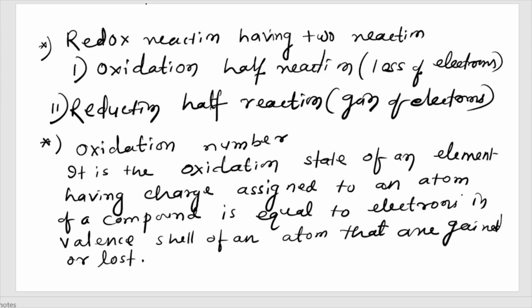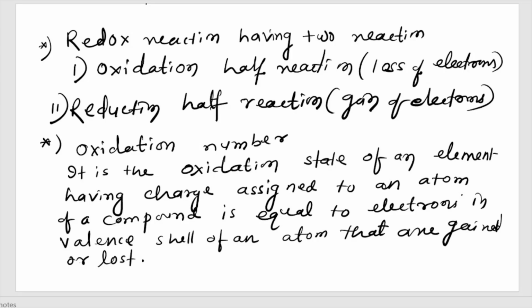Oxidation number, what is meant by oxidation number? Regarding oxidation number, I think you read in 11th class, but again I want to discuss a touch to the point. Here it is the oxidation state of an element having charge assigned to an atom in a compound. Remember, in a compound it is equal to the electron valence shell of an atom that are gained or lost. See, meaning it is the oxidation state of an atom.